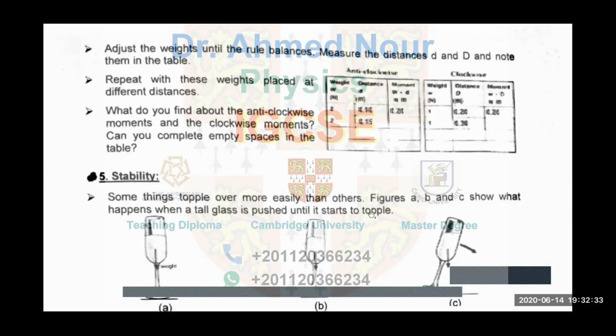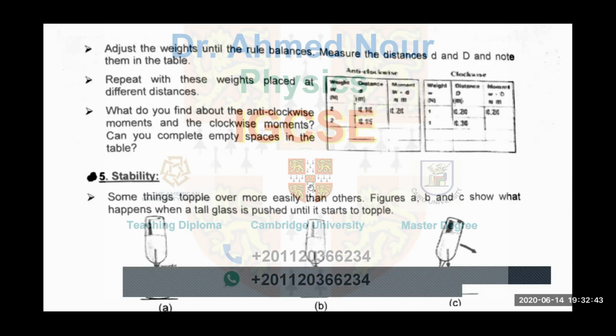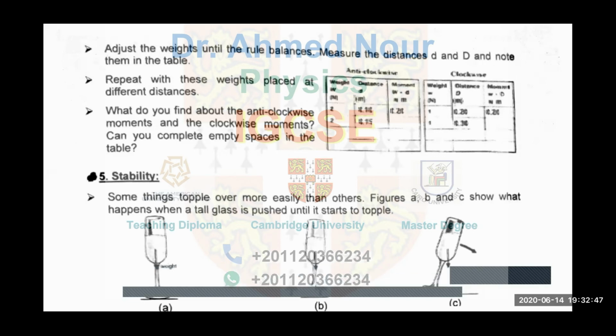And try to put different weights at different distances, and then put this in tables. So you have a clockwise moment and an anti-clockwise moment. And from this table, you can make the conclusion of the principle of moments, how to make the object in equilibrium.